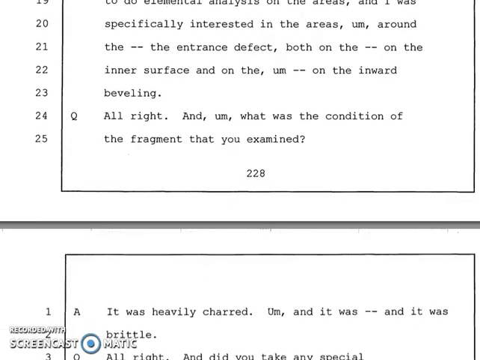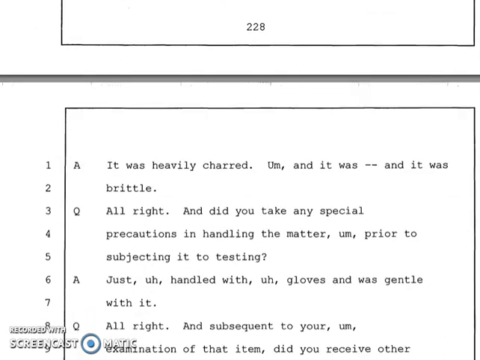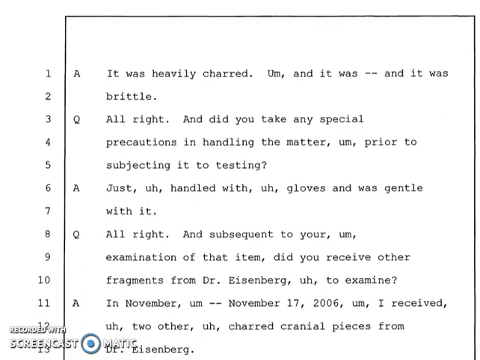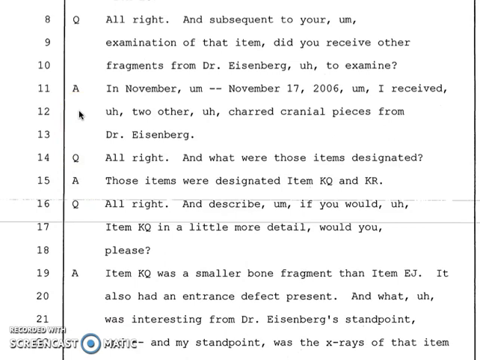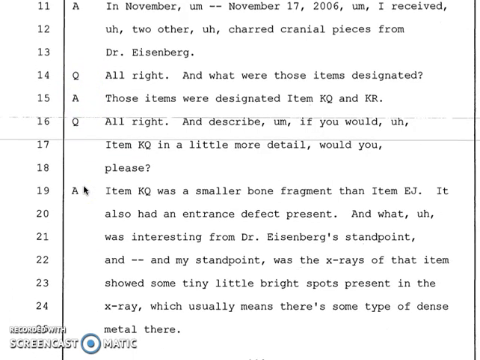And what was the condition of the fragment that you examined? It was heavily charred, and it was brittle. All right. And did you take any special precautions in handling the matter prior to subjecting it to testing? Just handled with gloves and was gentle with it. All right. And subsequent to your examination of that item, did you receive other fragments from Dr. Eisenberg to examine? In November, November 17, 2006, I received 2 other charred cranial pieces from Dr. Eisenberg. All right, and what were those items designated? Those items were designated item KQ and KR.